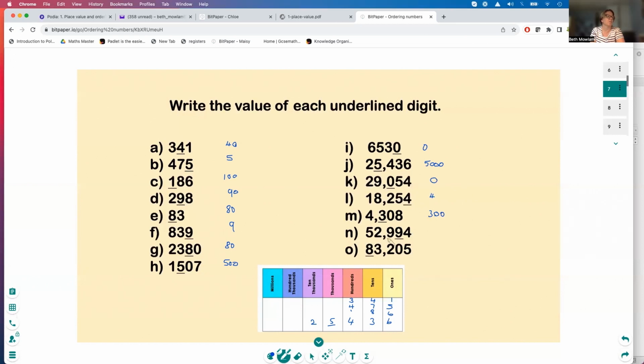And the 52,994. So the 9 is in the tens column. Look, again, if you need to write it, remember to write it.